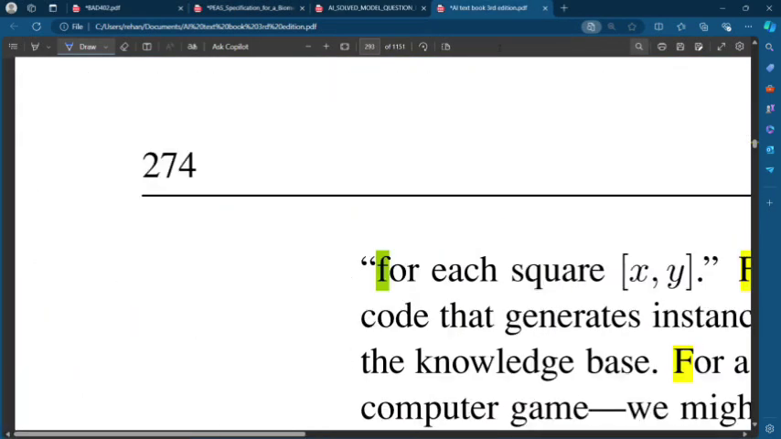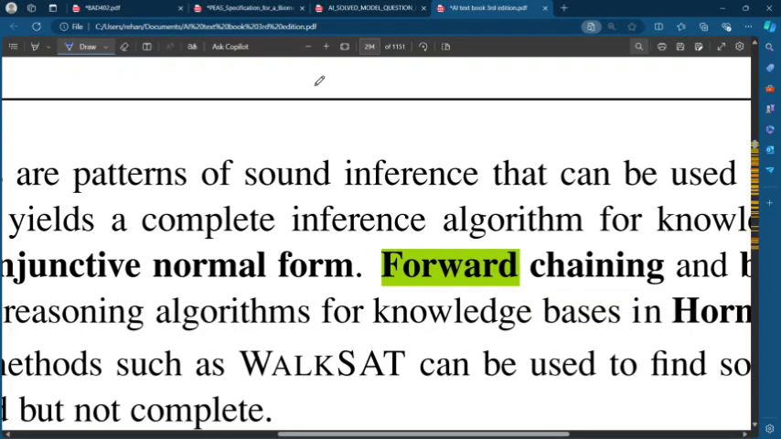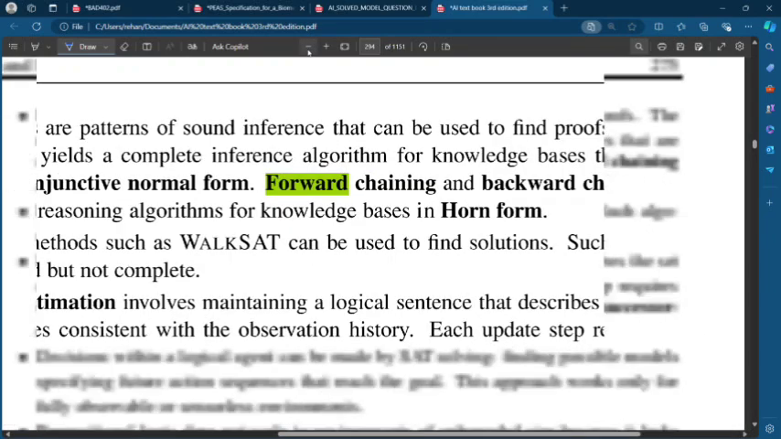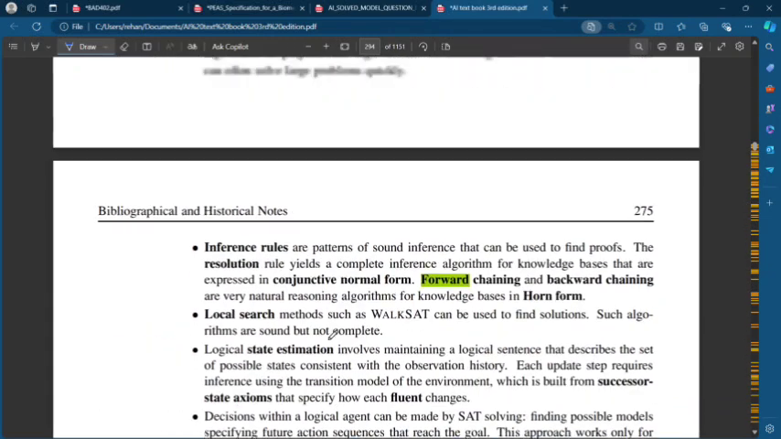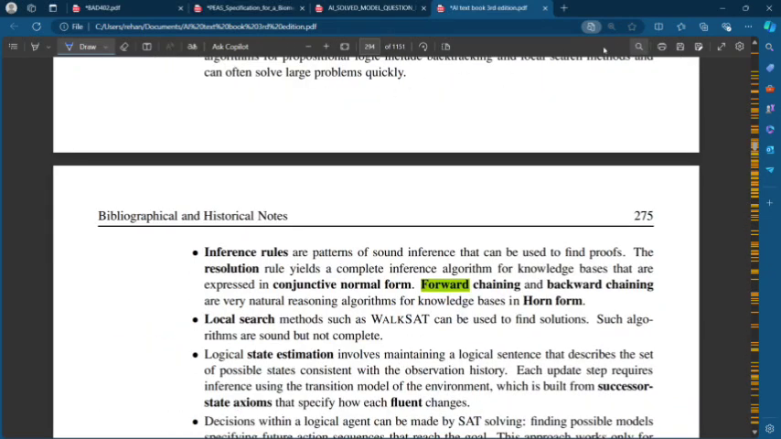Forward chaining. Okay, I have to go up.